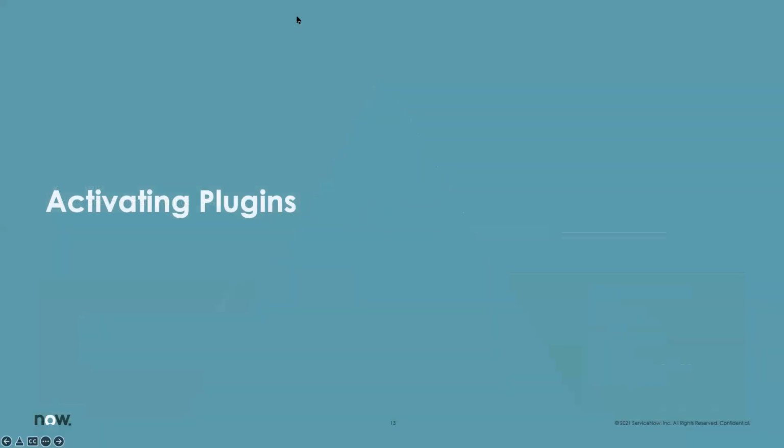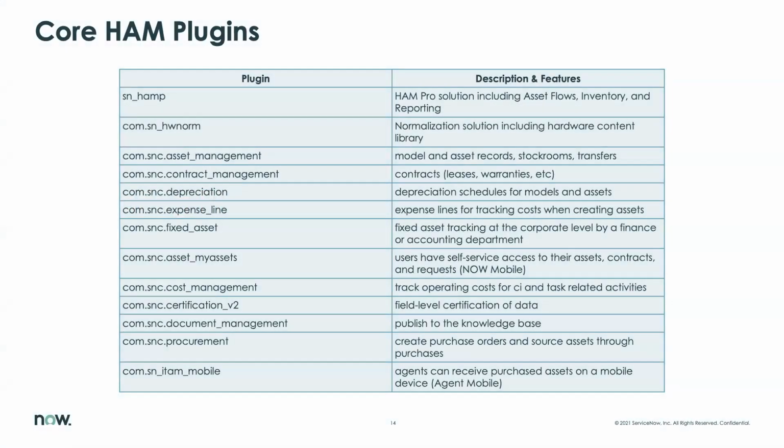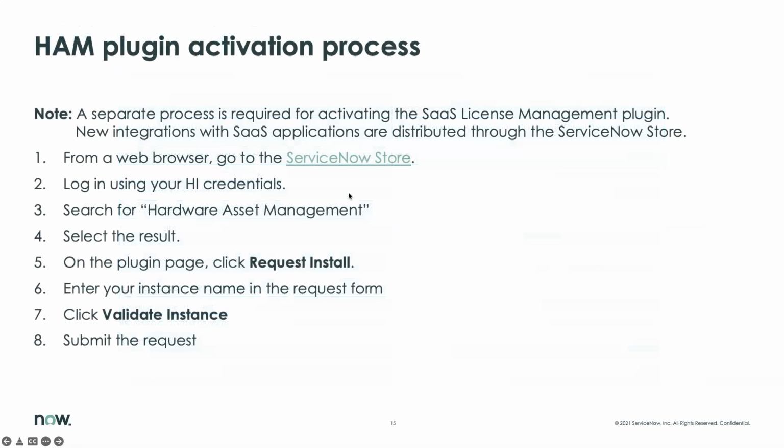Continue on. So the first part is on activating plugins. So these are the core HAM plugins that you should activate at the very beginning of your implementation, right? So basically ServiceNow HAM Pro, and then as you activate one of them, it should come with most, if not all, of these other plugins that are just child plugins of the original one. I have also included in my deck just some quick steps on how to do it if you have not yet done it.